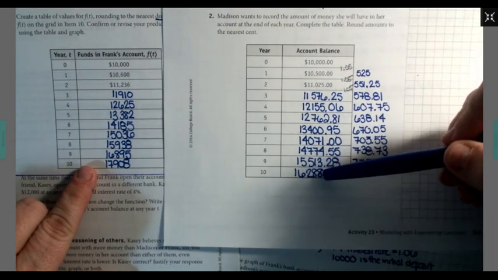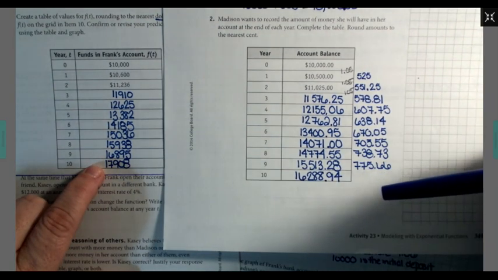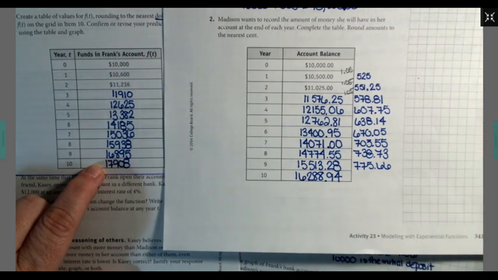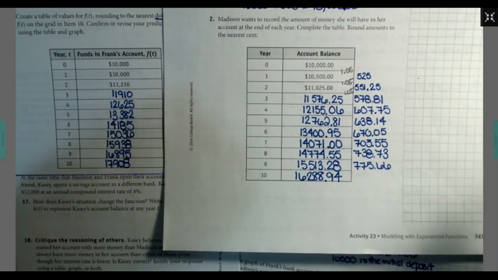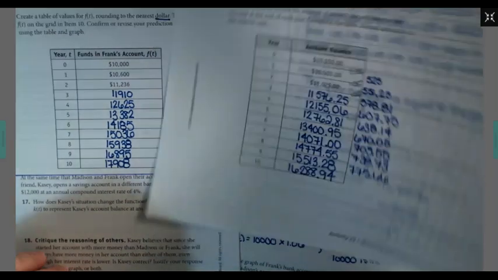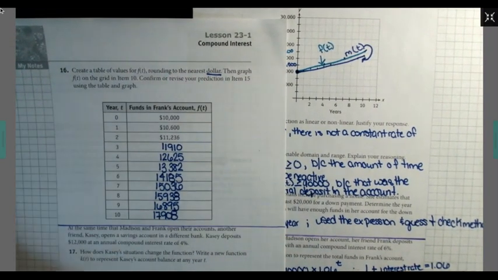And as you get further and further into the future, the difference gets further and further apart. Here we had 16,200 at the end of year 10. He already had almost $18,000. So a little bit further and further apart, slowly but surely. Go ahead and take a moment to get both the graph and this table copied down, and we'll move to the next set of questions.